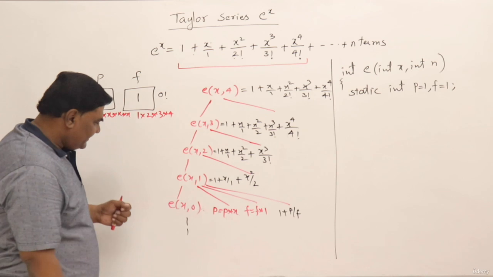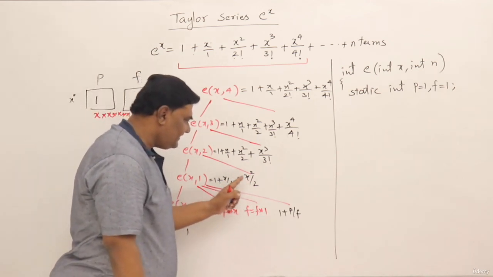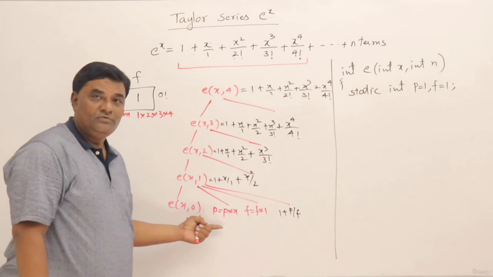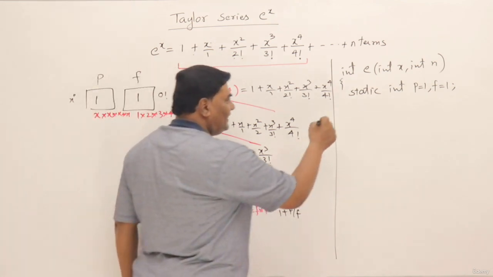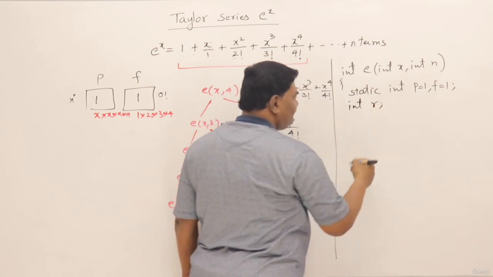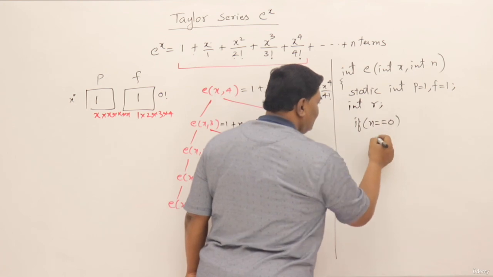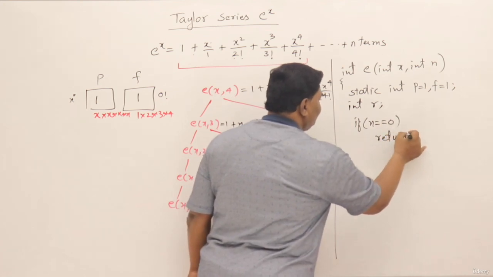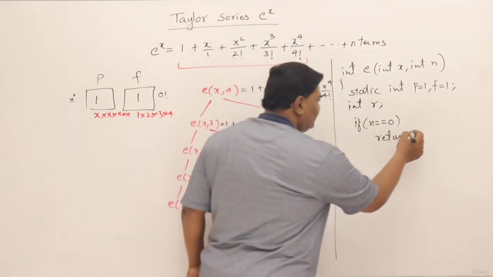Then I need one more variable. The result of this function is added by p by f. So I have to take one more variable to store the result of a function. So I will take one more normal variable, r. If n is equal to 0, then when n is 0, it is returning 1. Return 1.